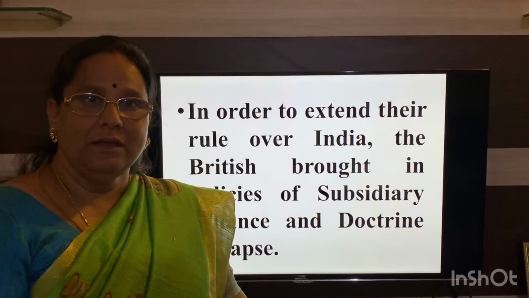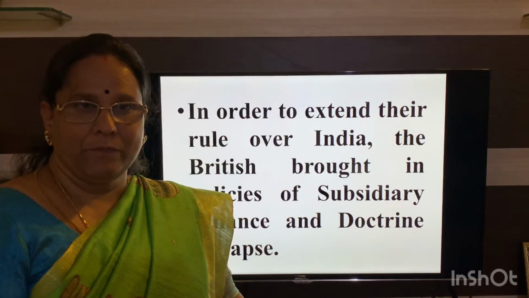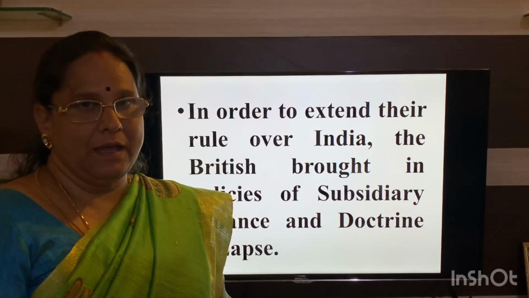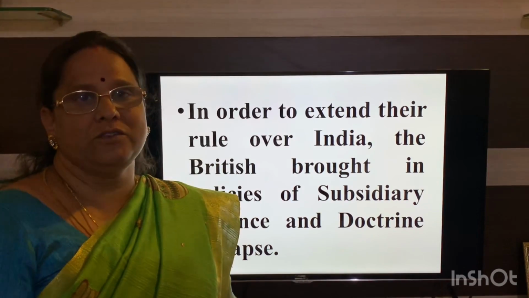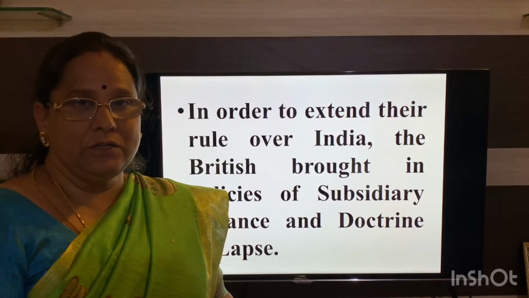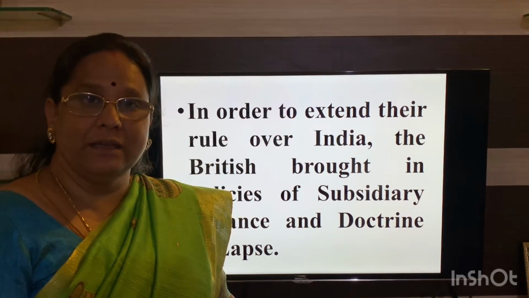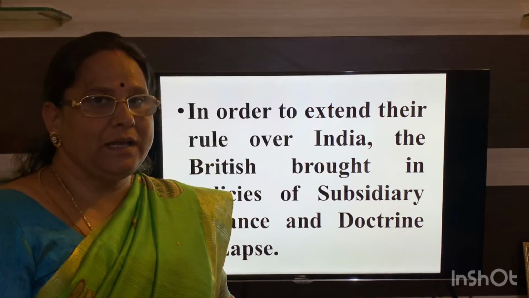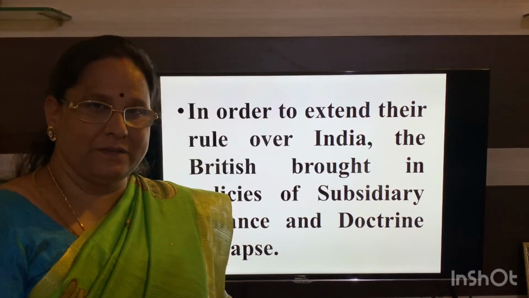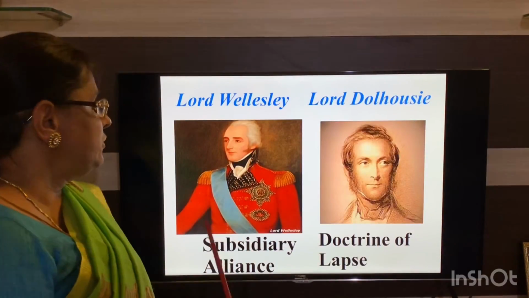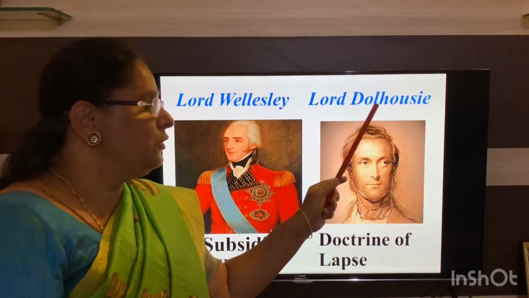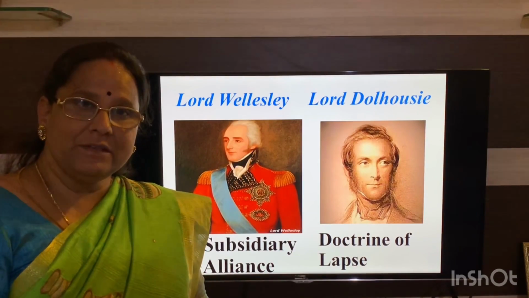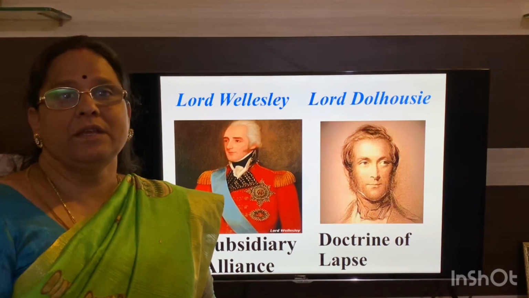British East India Company came as a trader company. Later, it observed the political situation in India and tried to exploit the situation. In order to extend their rule in India, they introduced two policies: one, subsidiary alliance, and two, doctrine of lapse. Doctrine of lapse was introduced by Lord Dalhousie. Subsidiary alliance was introduced by Lord Wellesley. First, I will explain in detail about subsidiary alliance.